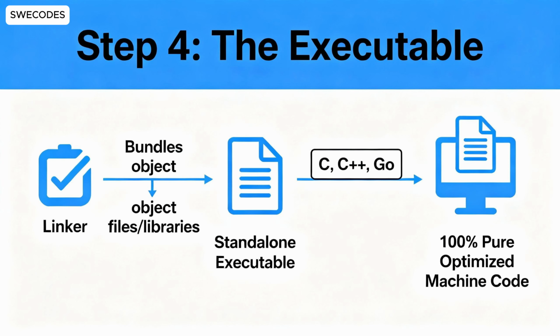Step 4. The executable. The linker bundles everything into a single, standalone executable file. This is the standard for languages like C, C++, and Go. When you run this file, it's 100% pure, optimized machine code. The translation work is already done, making it incredibly fast.